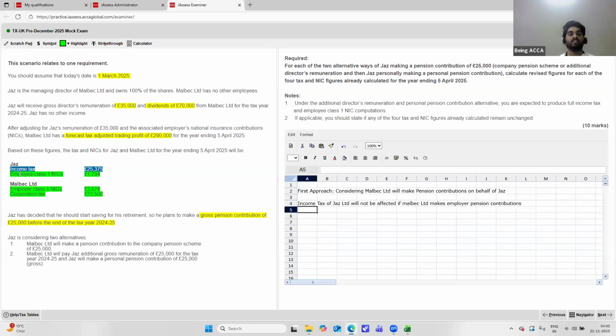Next, coming to the NICs, employee class 1 NICs and employer class 1 NICs. As we all know, employee class 1 NICs and employer class 1 NICs are based on the employment income of an individual. And because of the pension contributions being made by the employer, is the employee's income being affected in any manner? No, it is not.